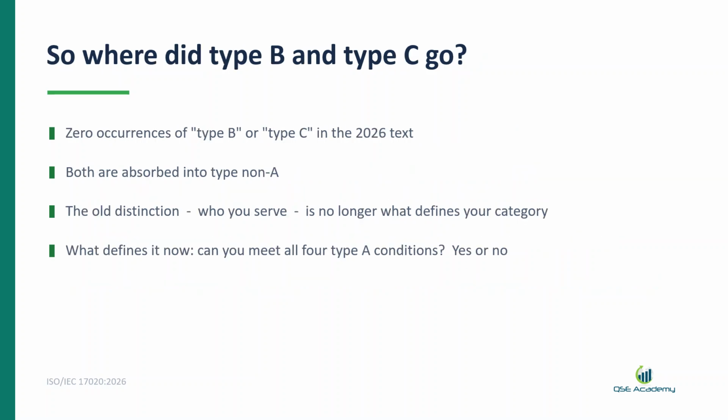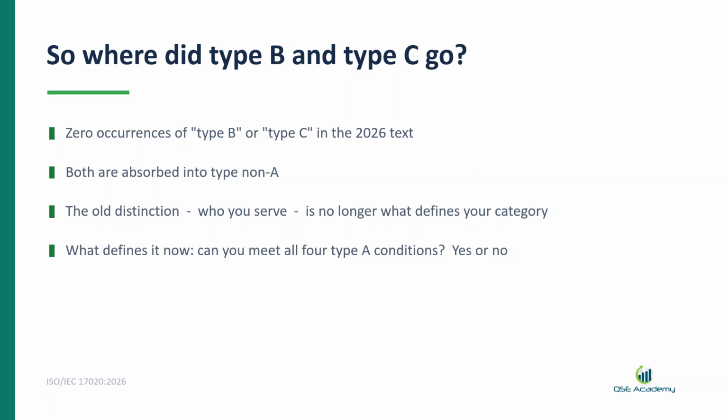So where did B and C go? I searched the published text. Type B and Type C appear 0 times in the 2026 edition. They are not deprecated, they are not transitional, they are simply not there. Both are absorbed into type non-A. And I want you to notice what that really changes, because it is more interesting than the labels.